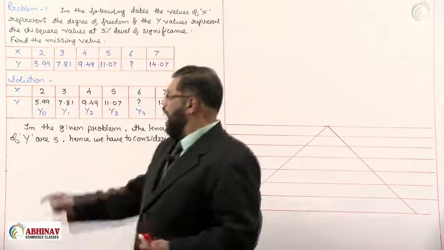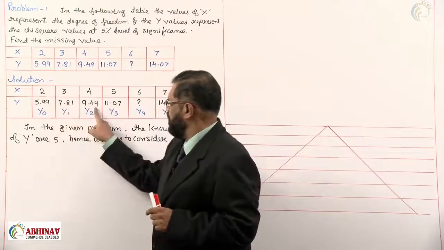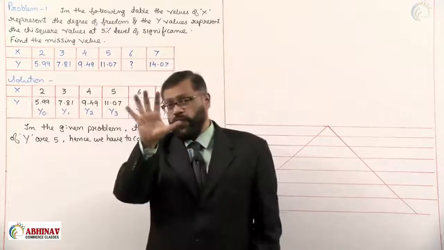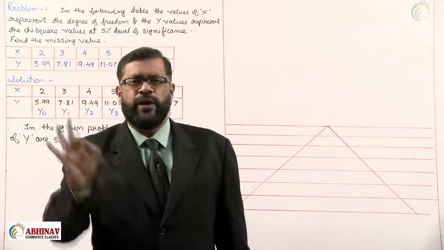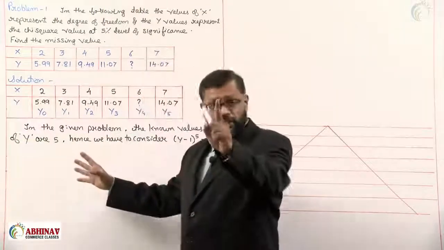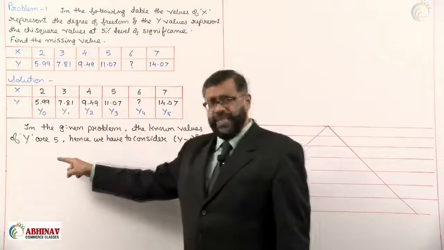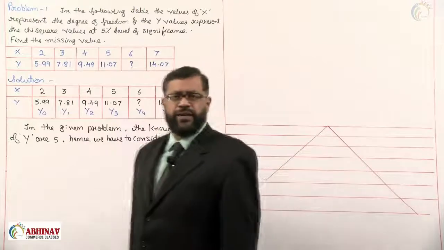Very simple. How many known values are given? See, 1, 2, 3, 4 and 5. This is unknown. So there are 5 known values. So the equation we are going to make use of should be (y minus 1) raised to 5. In the given problem, the known values of y are 5, hence we have to consider (y minus 1) raised to 5.